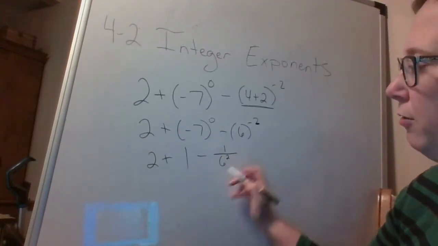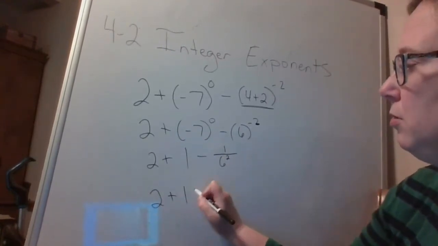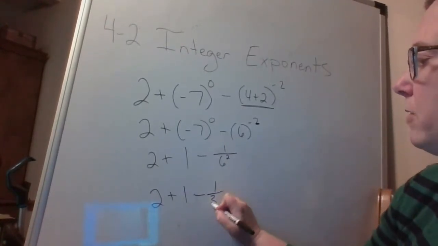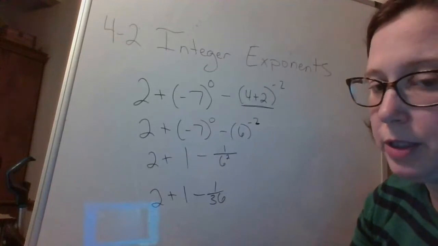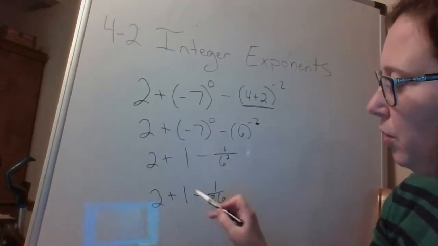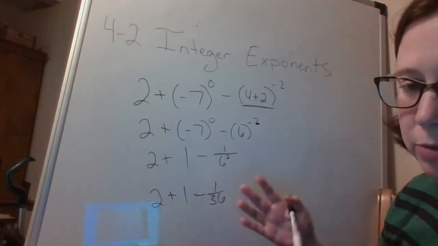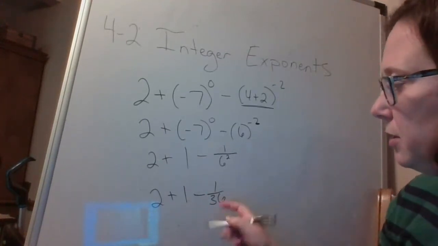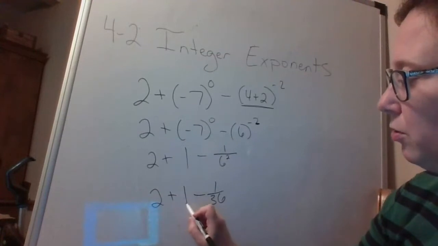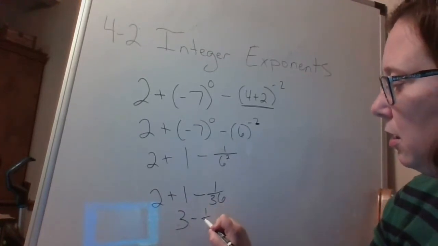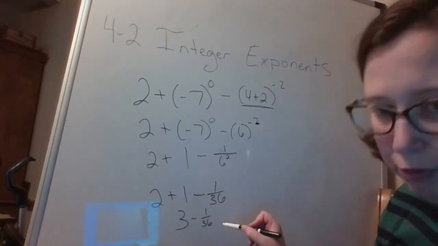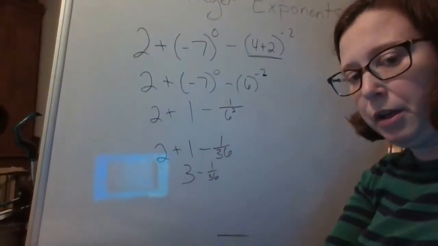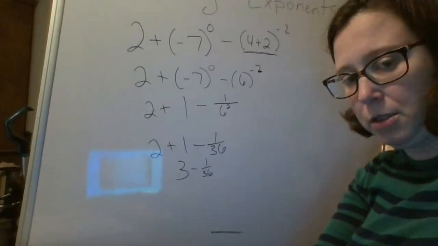We still have an exponent there that we need to deal with. So that becomes 1/36. Now we're going to multiply and divide left to right, which we don't have anything, so we are going to add and subtract left to right. So we add these, and please do not be freaked out by the fractions that are going to show up here. Think about your fraction sense.